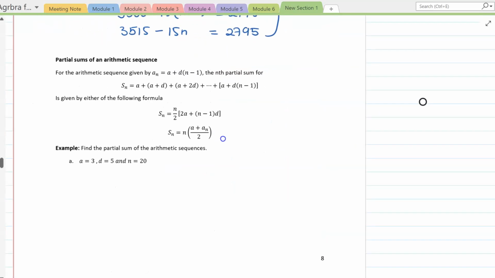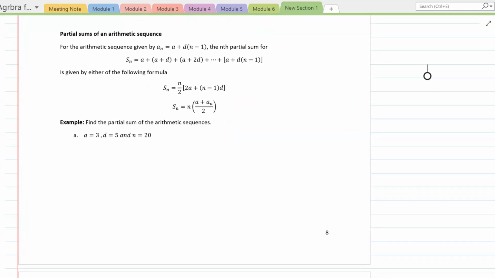The partial sum of the arithmetic sequence. For the arithmetic sequence given by a sub n equal a plus d times n minus 1, the nth partial sum is given by the formula S sub n equals n divided by 2 times 2a plus n minus 1 times d. And we can shorten that up as S sub n equal n times a plus a sub n, divided by 2, if we are given the two terms and not the difference.